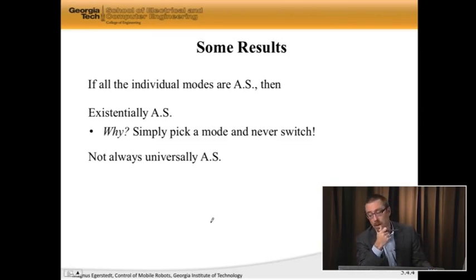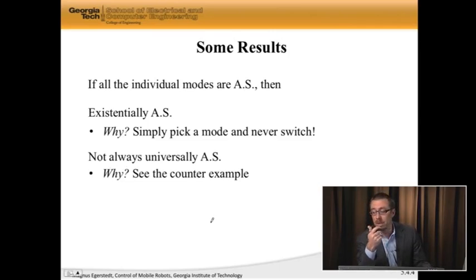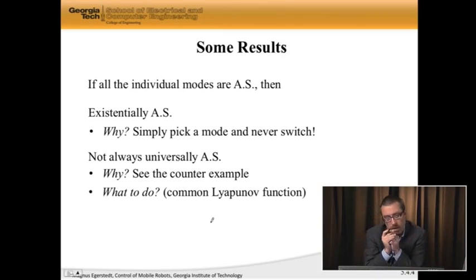But as we have seen, they're not always universally asymptotically stable. The reason for this, well, this counterexample, is that we can actually destabilize the system by an unfortunate switching between the modes. So what do we do about this? Well, there is something in nonlinear control known as a common Lyapunov function. I'm not going to talk about this in this course, mainly because the common Lyapunov function is an elusive beast that you can almost never find. But theoretically, that's what you're going to have to hunt for.